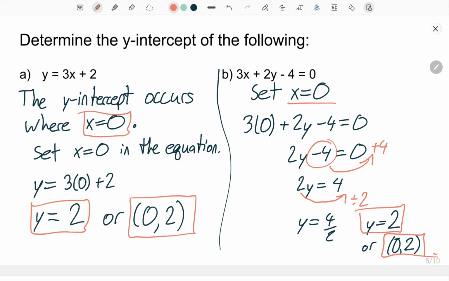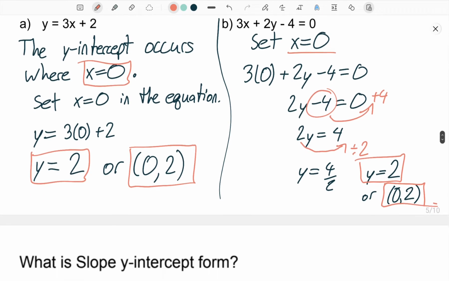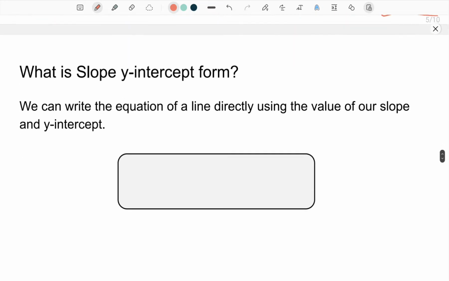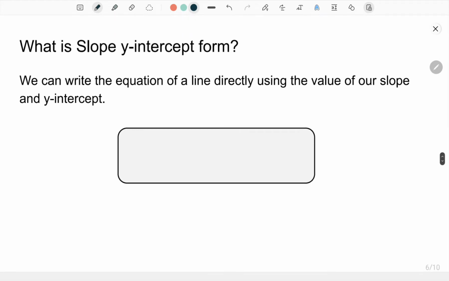And so it's good just to get used to using both of those different ways. So either just stating directly what the y value is, or stating it as a coordinate. All right. And so now that we've seen what the y-intercept is, we can get into the slope y-intercept form.